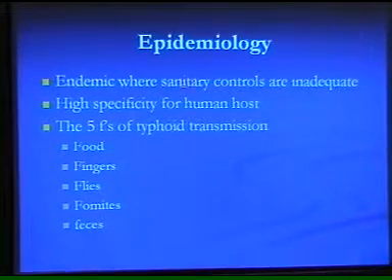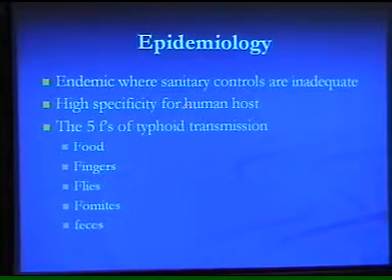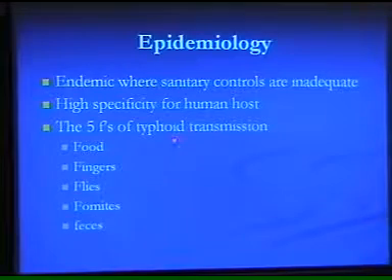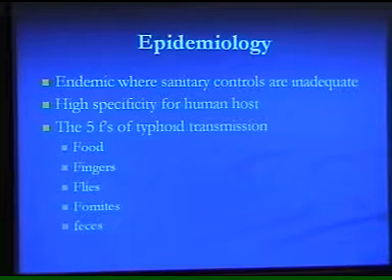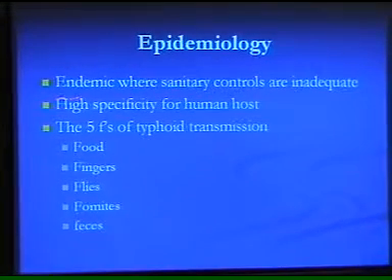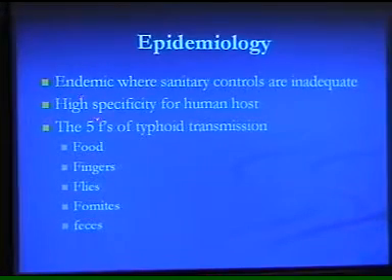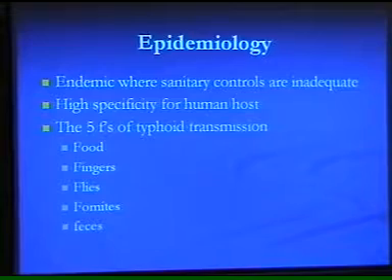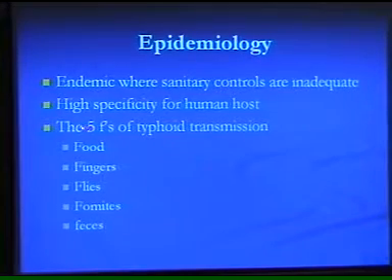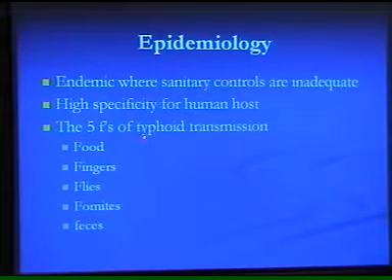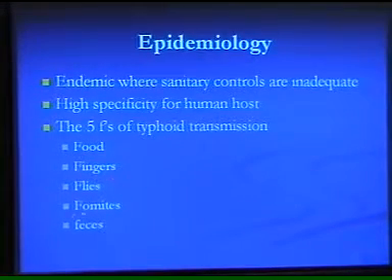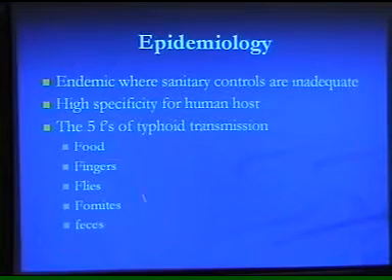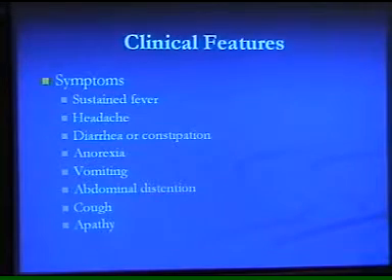What's the epidemiology? Basically, it's an infection which is spread by a breach in the sanitary controls, that is, when the food or water is contaminated with sewage or with fecal material. And the bacteria has a high specificity for the human host, in contrast to other salmonella which are transmitted from animals and cause acute gastroenteritis-like syndromes. There are 5 F's we traditionally learn in our medical schools in its transmission: food, fingers, flies, fomites, and feces. So basically these 5 factors are involved in its transmission.